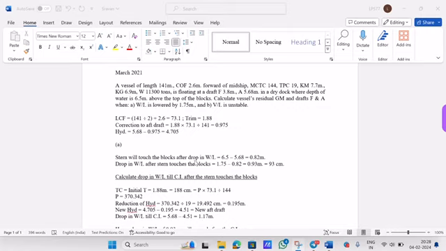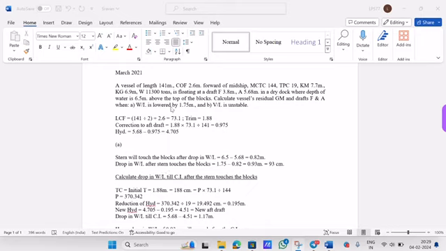The stern will touch the blocks after the drop in water level. That means when the vessel just entered the dry dock, the depth was 6.5 meter. But when the stern touches, the water level will be 5.68 because that's the vessel's aft draft. So 6.5 minus 5.68, that will be the drop in water level when the stern touches the block. So it will be 0.82 meters.